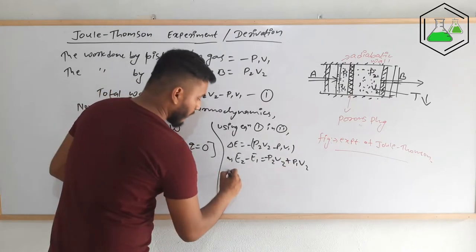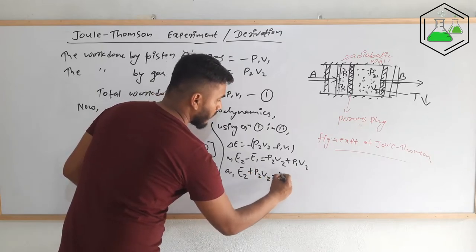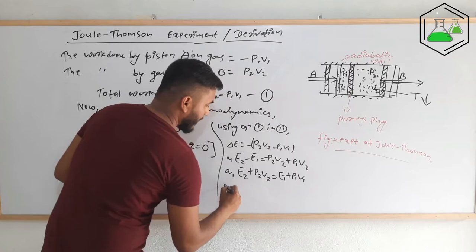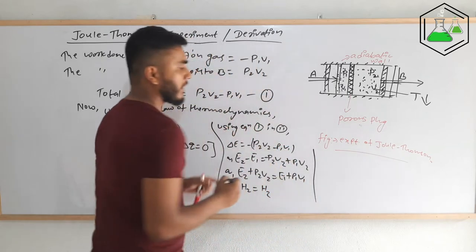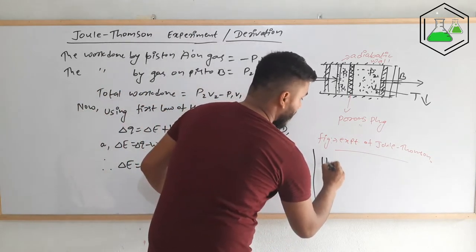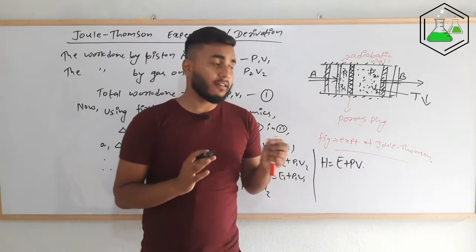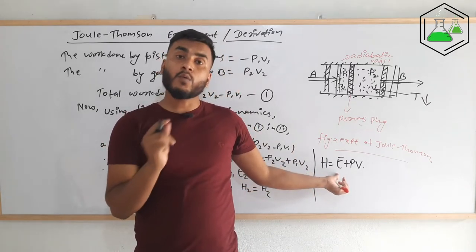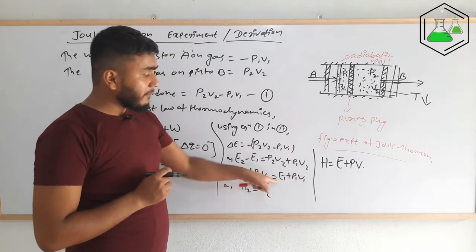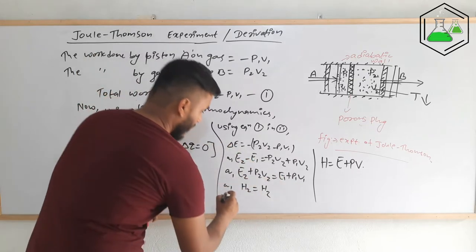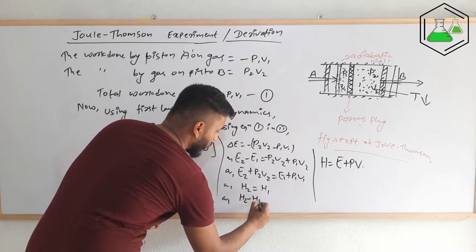because this minus minus becomes plus. Now if we rearrange it, we will get E2 plus P2V2 is equal to E1 plus P1V1, and this now becomes H2 and H1, because I have already made a video about this. You can check the link in the description below. The formula of enthalpy is E plus PV. That means the total heat contained in a system is equal to the total internal energy plus the work done. Okay, so in place of E2 plus P2V2, we can write H2, and in place of E1 plus P1V1, we can write H1. Sorry, this would be H2 minus H1 equals 0.